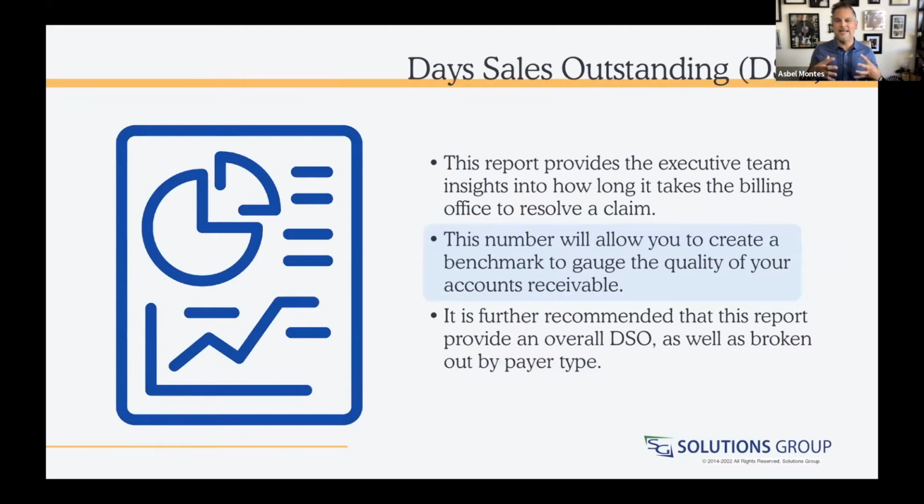Days sales outstanding is another thing, of course, that goes in tandem with days to bill. If your days to bill is increasing, guess what's going to be increasing on the back end? Your days sales outstanding. If your days to bill is decreasing or maintaining, or it's stagnant, and your DSO is increasing, then that tells you that there is some type of payer issue happening.